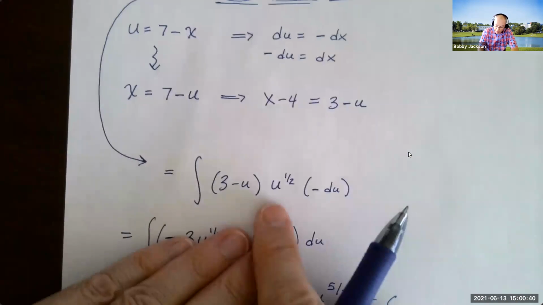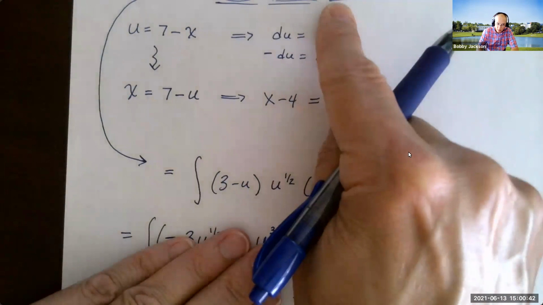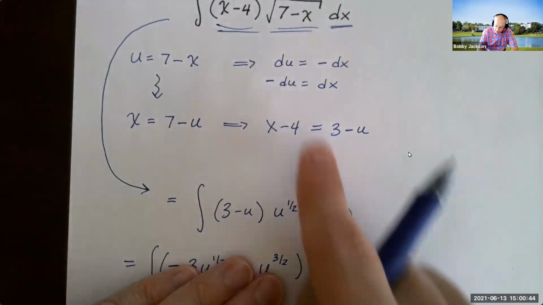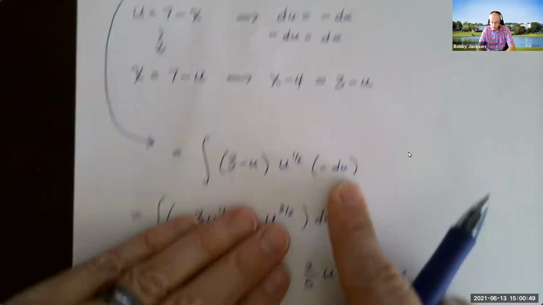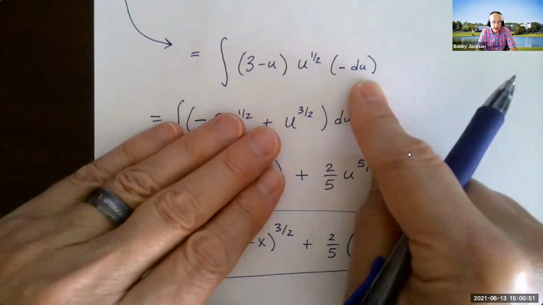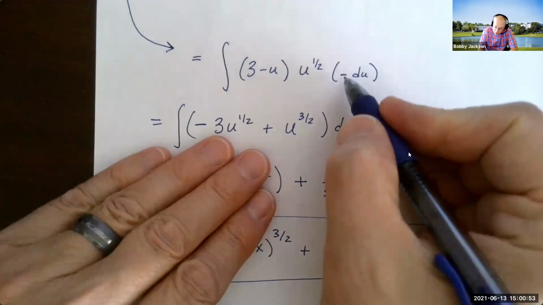U to the 1/2 power, and the dx becomes the negative du. Okay, so I'm just going to substitute. Notice there's no x's here. That's real important. There's only u's. Now we simplify. I'm going to distribute here.